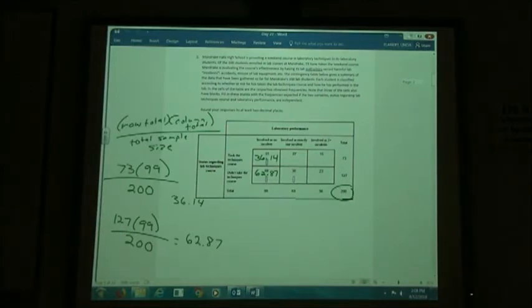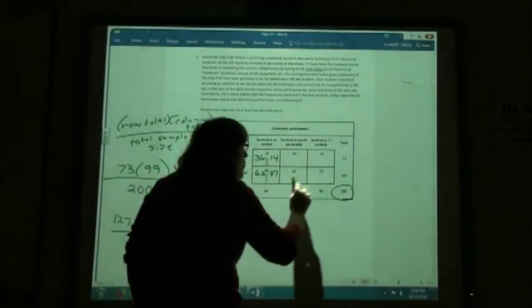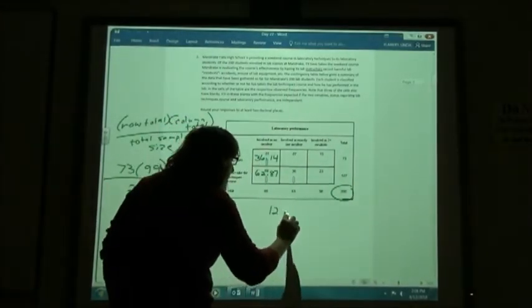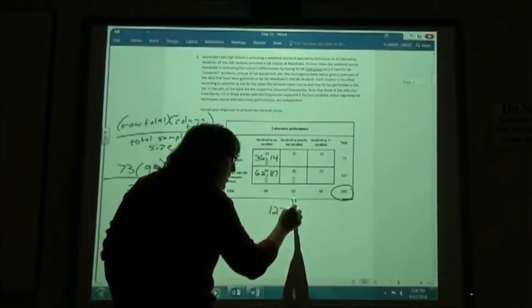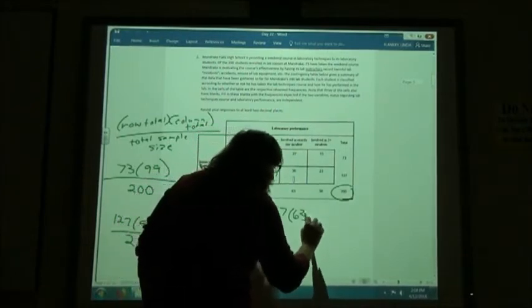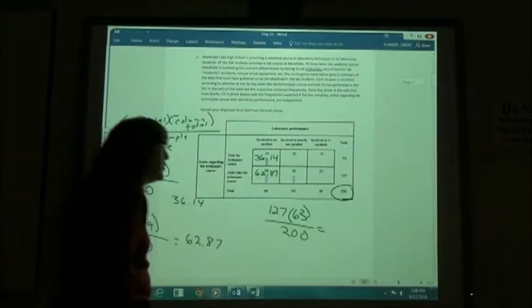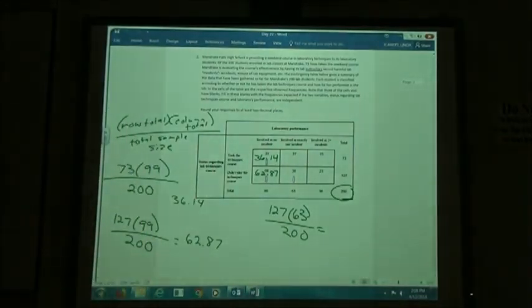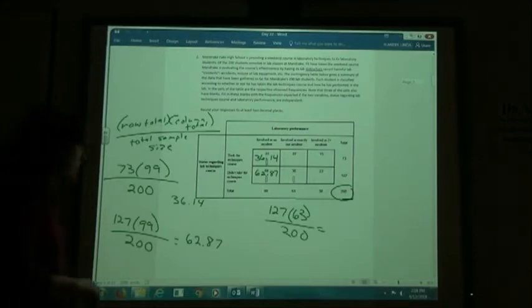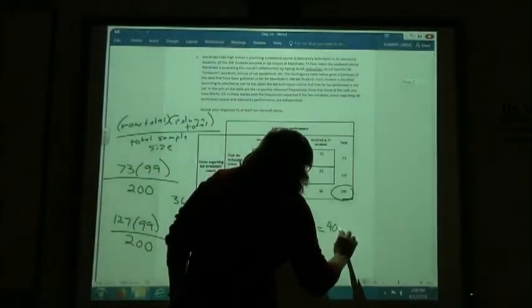And the third box there we want to fill in. This one here, we're going to take our row total, which is 127, times the column total, which is 63, and again divide by the sample size of 200. And so we should get 40.01.